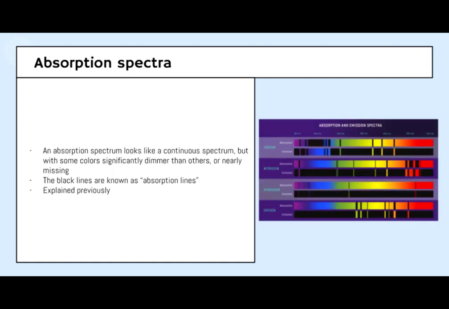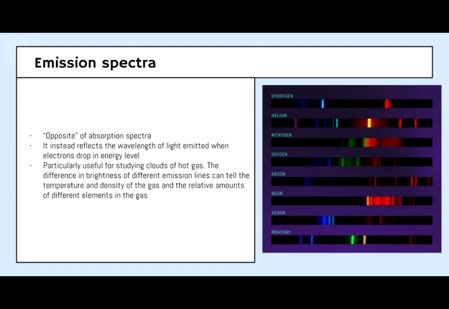Now I'll talk about the absorption spectra. An absorption spectrum looks like a continuous spectrum, but with some colors significantly dimmer than others, or nearly missing. The black lines are known as absorption lines, as explained previously in other sections explaining the spectroscope. And the emission spectra is the opposite of absorption spectra. It instead reflects the wavelength of light emitted when electrons drop in energy level. It's particularly useful for studying clouds of hot gas. The difference in brightness of different emission lines can tell the temperature and density of the gas and the relative amounts of different elements in the gas.